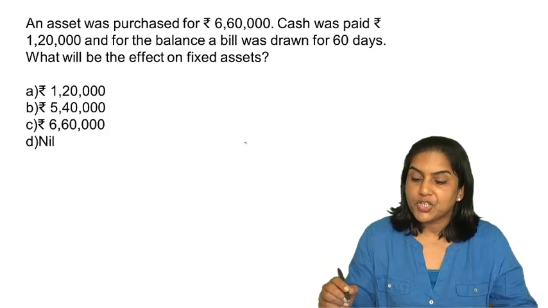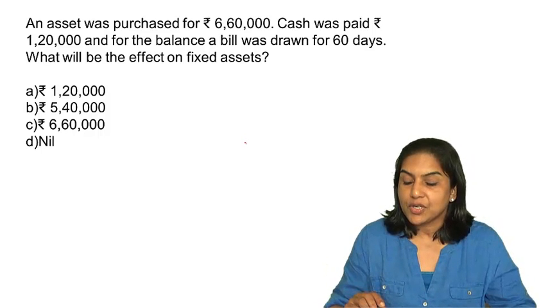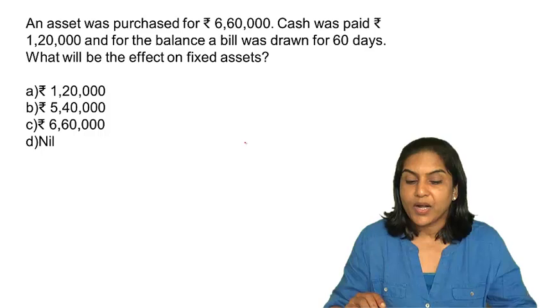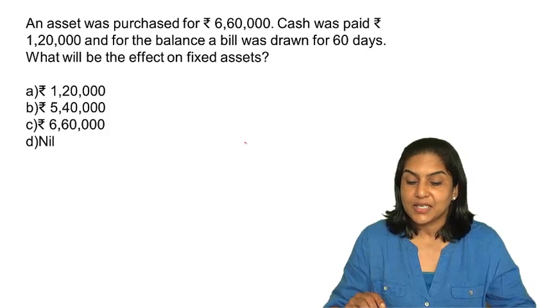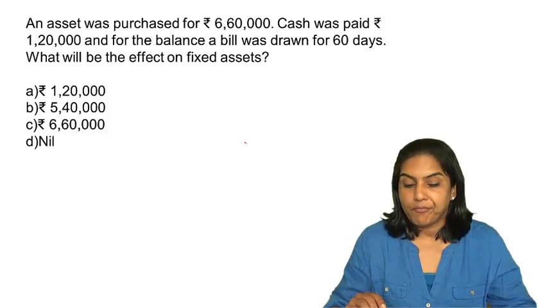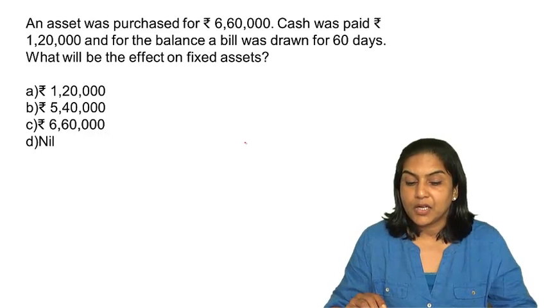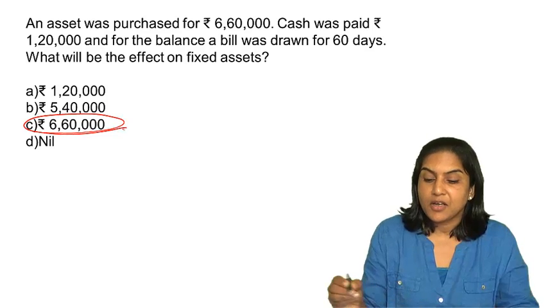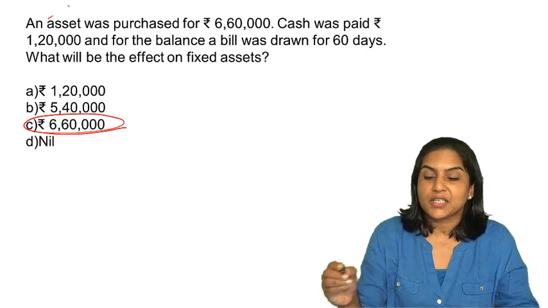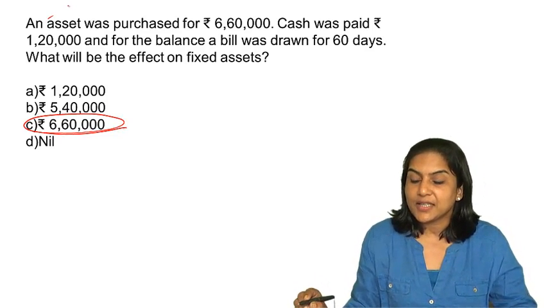An asset was purchased for 6,60,000. Cash was paid 1,20,000 and for the balance a bill was drawn for 60 days. What will be the effect on fixed assets? Answer should be 6,60,000 increase in the fixed asset. Assuming this is a fixed asset being purchased, 6,60,000.